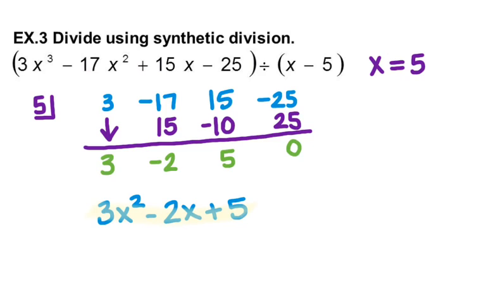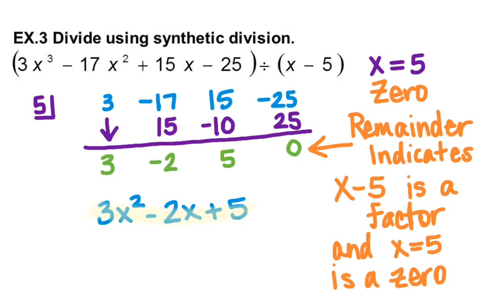this is the answer. Because I got a remainder of 0, this means that x minus 5 is a factor, and x equals 5 is a 0. Okay? I could take 3x squared minus 2x plus 5 and factor it further, or solve using the quadratic formula, to find the other solutions to this polynomial as well.